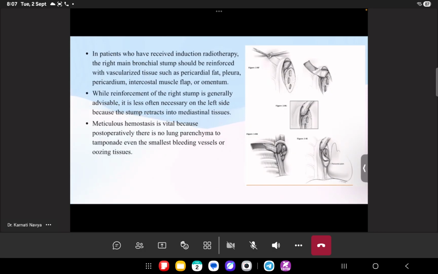In patients who have received induction radiotherapy, the right main bronchial stump should be reinforced with a vascularized tissue such as pericardial fat, pleura, pericardium, intercostal muscle flap, or an omentum. While reinforcement of the right stump is generally advisable, it is less often necessary on the left side because the stump retracts back into the mediastinal tissues. Meticulous hemostasis is vital because postoperatively there is no lung parenchyma to tamponade even the smallest bleeding or oozing vessels. This is a picture showing the right intercostal muscle flap on the bronchial stump.